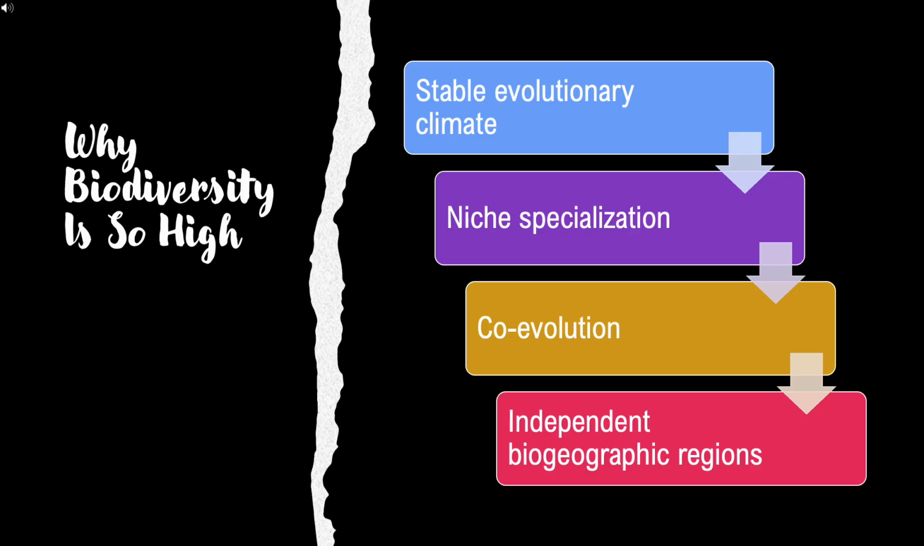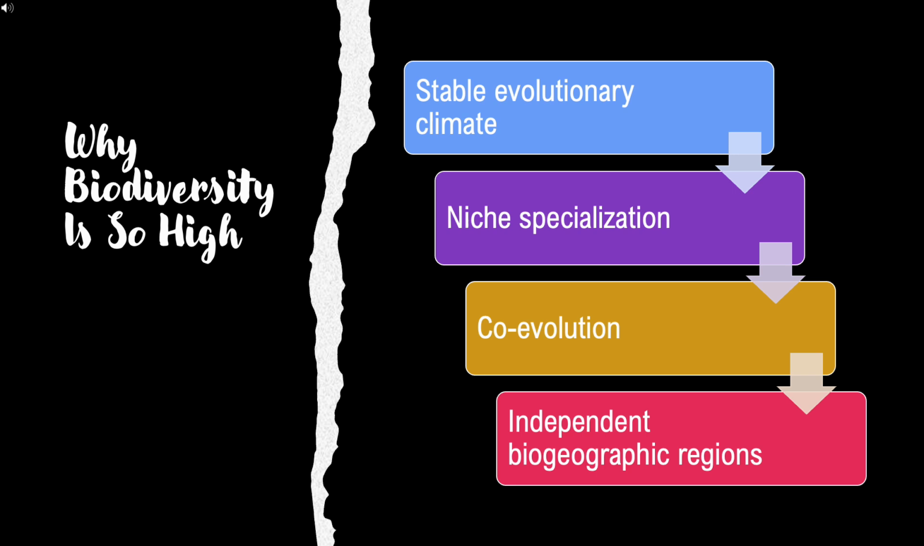Third, coevolution. When species interact over long periods, pollinators and plants, predators and prey, parasites and hosts, they drive each other's evolution. This reciprocal evolutionary arms race generates new species and ecological relationships over time.